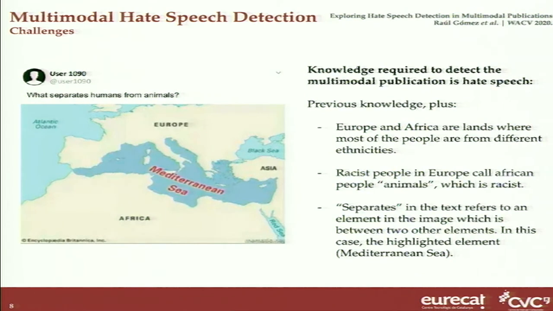And in here, we have this multimodal racist publication. And to identify this publication is racist, we need to have the previous knowledge, but also much more complex knowledge. For instance, we would need to know that Europe and Africa are lands where people from different ethnicities live, that racist people in Europe use the word animals to refer to African people, which is racist, and that the separate word in the text referred to an element in the image, which is separating between two elements, in this case, the highlighted element, the Mediterranean Sea. So this is a paradigmatic example of how complex the multimodal hate speech detection task can be.